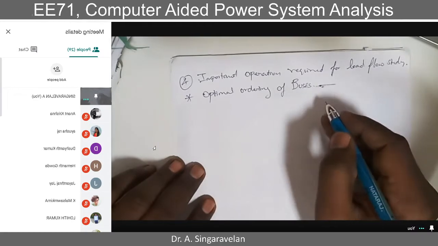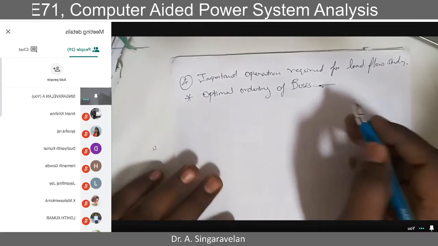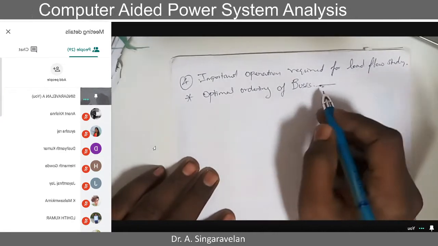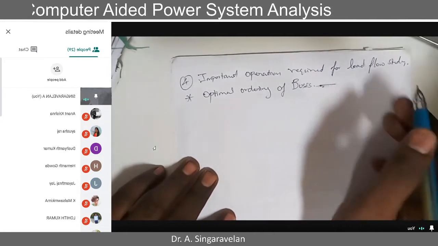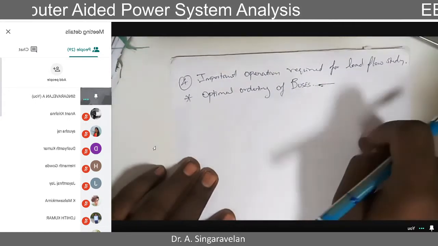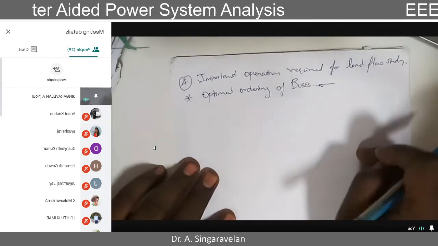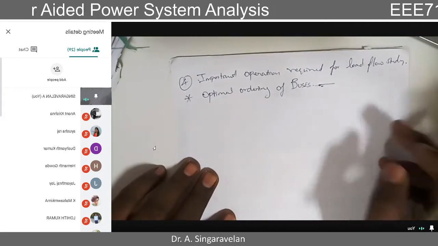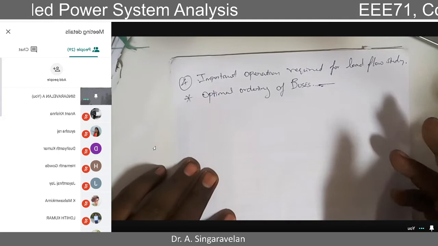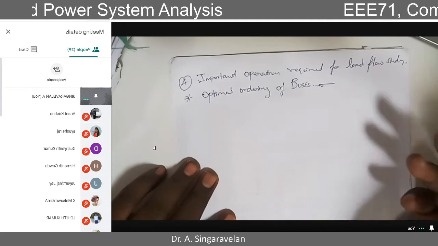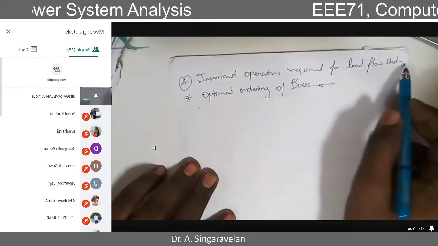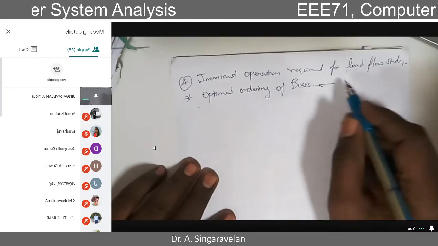So the ordering, Chennai is number 1, or Bangalore is number 1, Mysore is number 2. The ordering of the bus is very important, because for example if you start with Mysore, then go to Chennai, and then come to Bangalore, maybe the losses will be more because of the distance. The analysis will not be as optimized as possible. So this ordering of the bus is important while doing any load flow studies. So that is the first point.